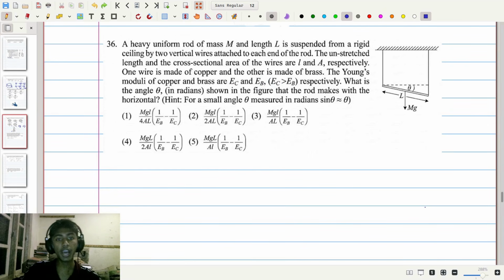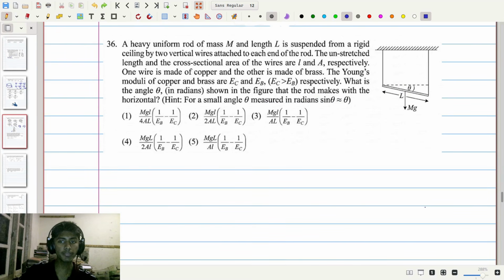Now given this, they ask us what is the angle theta in radians shown in the figure that the rod makes with the horizontal. So what is this angle right here? And for this they give us a hint by saying for small angle theta measured in radians, sine of theta is approximately equal to theta.